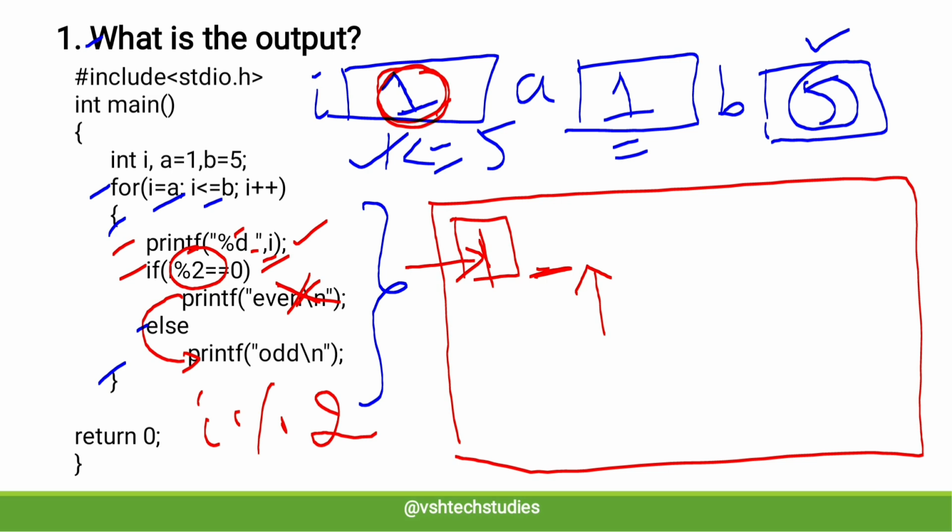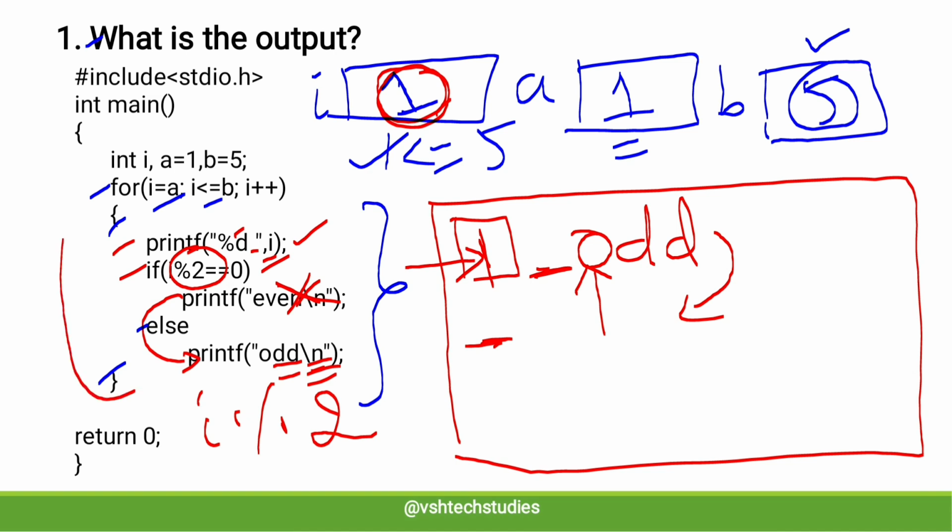So what is written there? Printf odd, then leave the line. So where the control was left here on the monitor, odd is printed. New line means the control will go to the next line and stand at the first position. So one iteration is over now. Next, control will go back to the for loop.